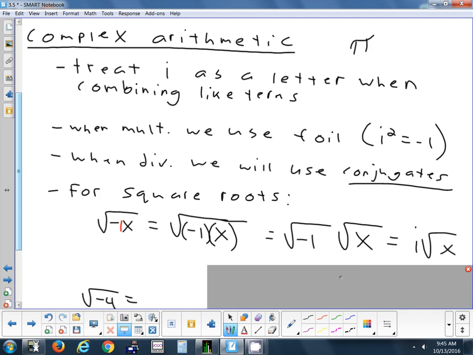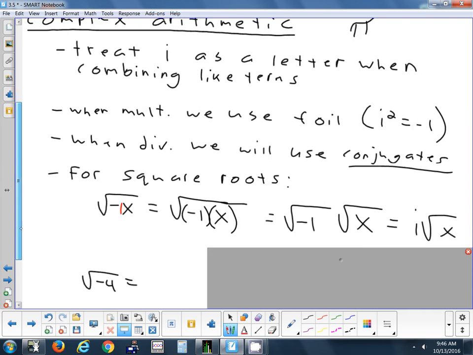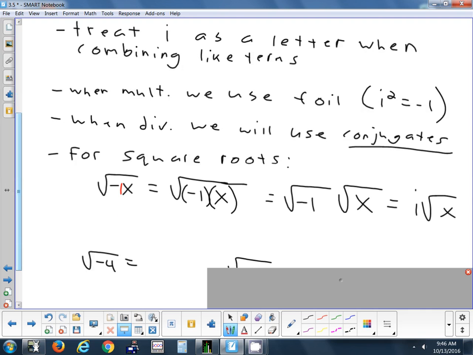So basically what happens is when you have a negative under a square root, the negative comes out as an I. Okay, so we don't have to go through all those steps each time. I'm just trying to show you why when we take square roots of negatives, we're going to end up just putting an I in front of the answer. And then from there, you can just treat it like it's a normal problem.